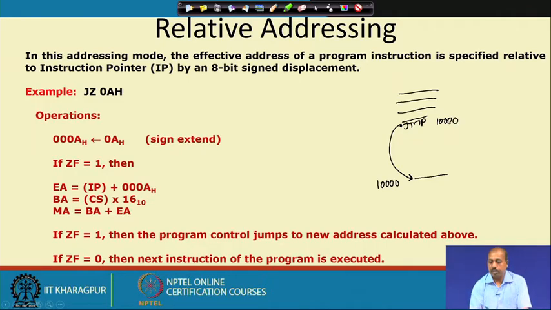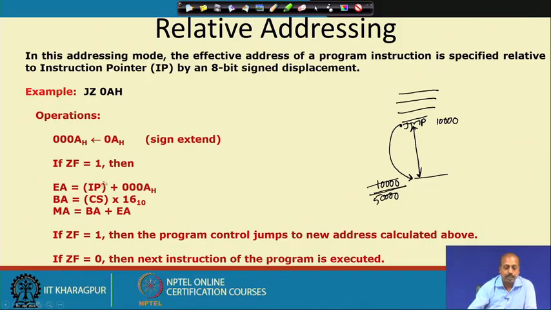But the problem with this concept is that if next time the program is loaded from a different address, then this 10,000 address may not be valid. Maybe this should actually be say 50,000, if the program is loaded from a different address. So, to avoid that situation, in case of relative jump, we tell the distance between these 2 points. Like here, we say JZ, jump on zero. If the zero flag is set, then it will jump to 0A hex.